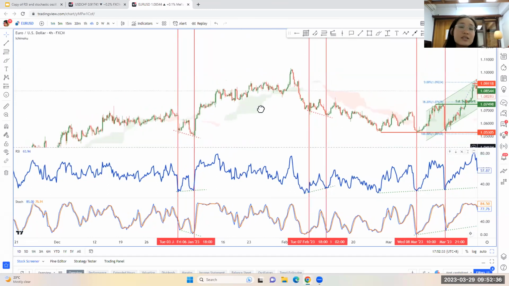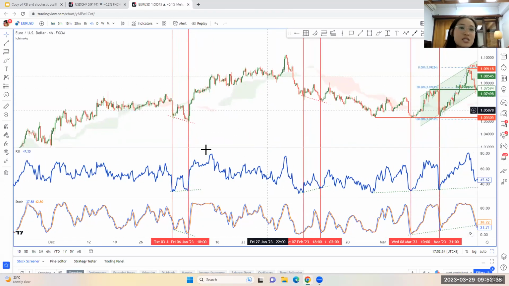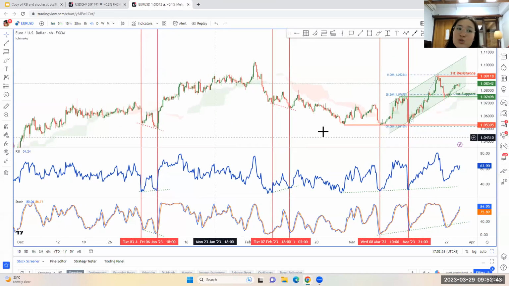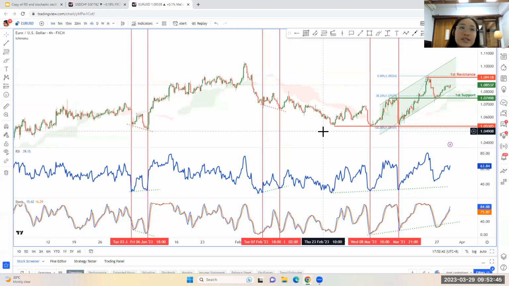If we have a MACD, it might show us something different as well. So it's important to get used to and see which indicators you are most comfortable using and most reliant on, and just trust these indicators once you really know how to use them.